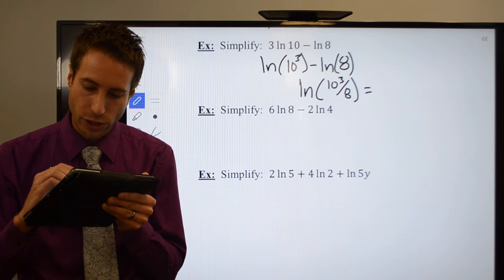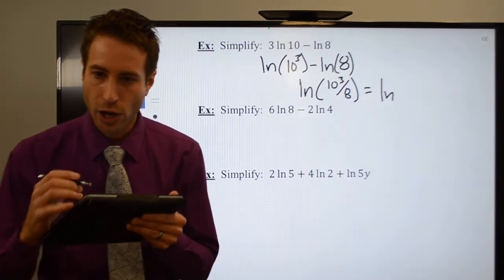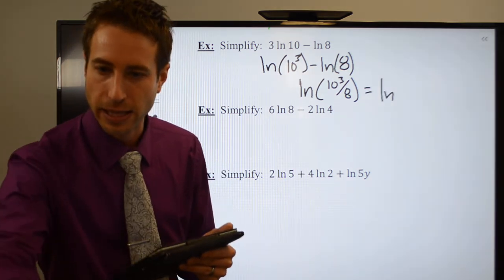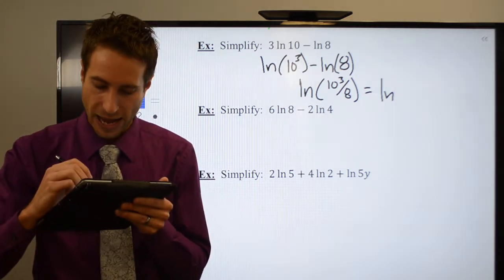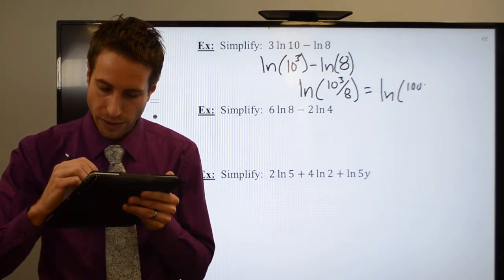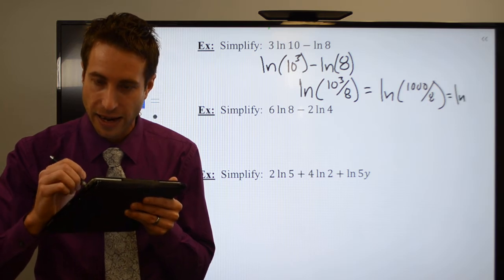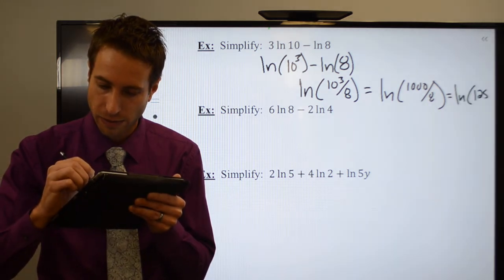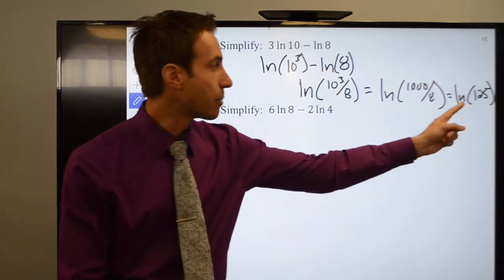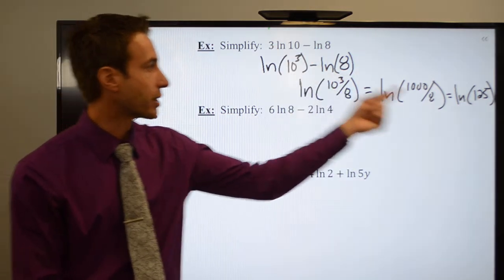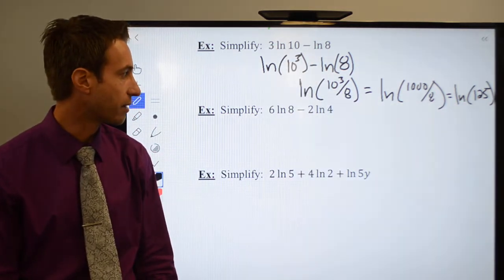Again, if you wanted to, you could do 10 to the third, which comes out to be 1,000. 1,000 divided by 8, which again would just be 125. So there we go. We wind up with the ln of 125. This whole thing simplifies to ln of 125.